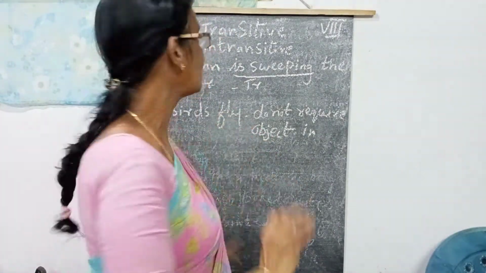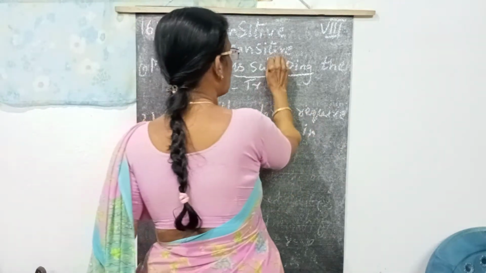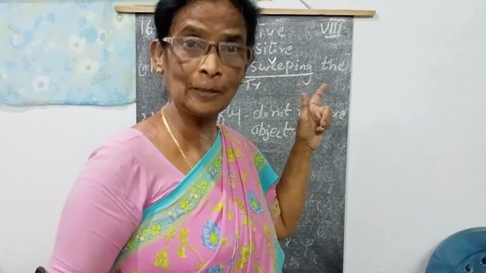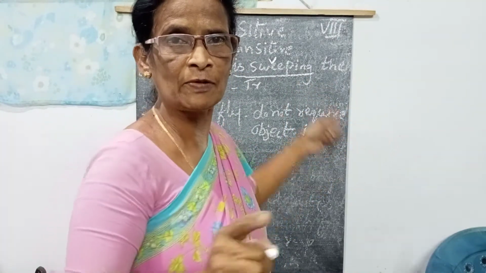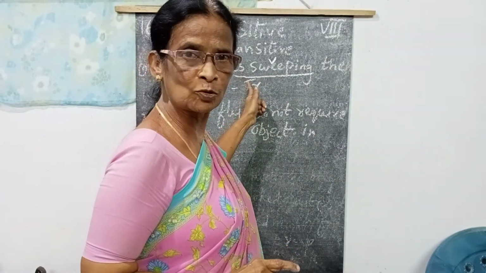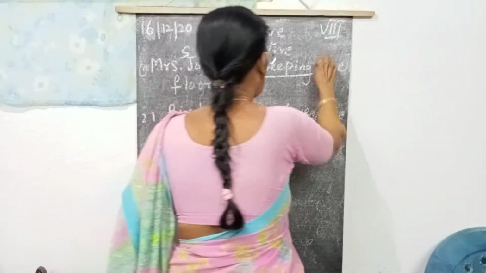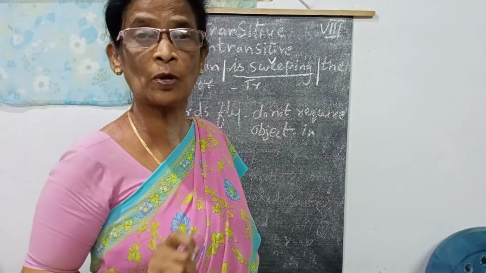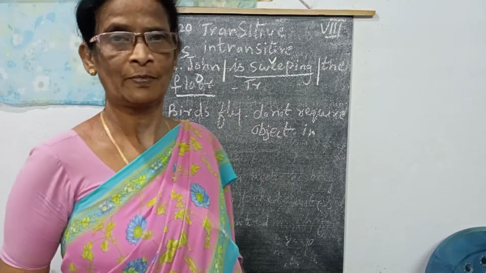Here, what is the subject? Mrs. John is the subject. Is sweeping is the verb. Is sweeping is the present continuous tense. Where we added ing, that is the continuous tense. When we see is with it, this is known as the present continuous tense. So the floor. What is Mrs. John sweeping? The floor is the object. Is it clear?